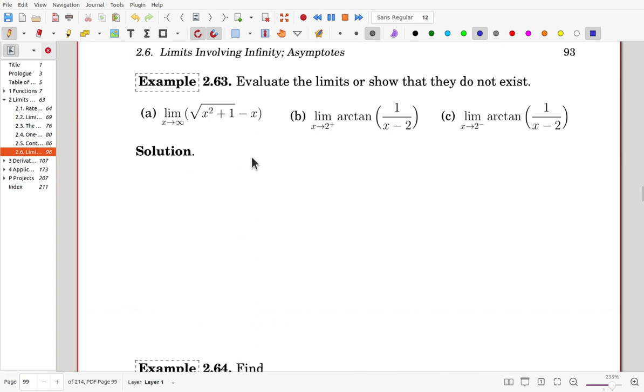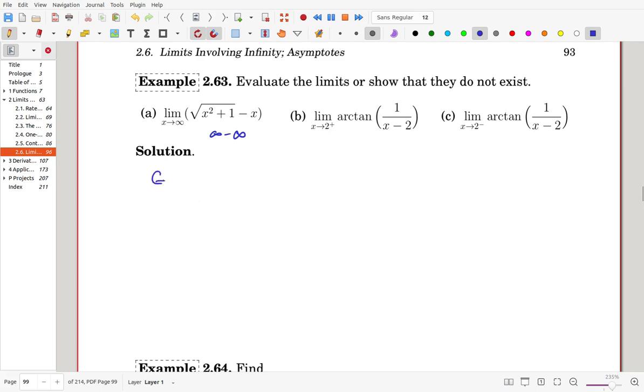We want to evaluate the limit. For this one, if you apply the limit, the first term goes to infinity and the second term is also going to infinity, so the shape is infinity minus infinity. It is not easy to determine the limit. The way to solve this problem is to multiply by the conjugate, to rationalize.